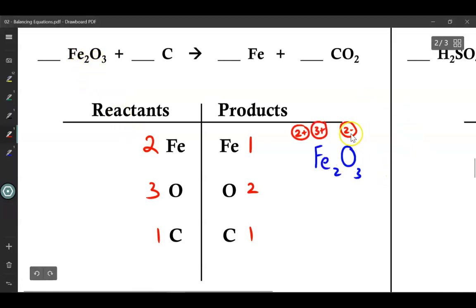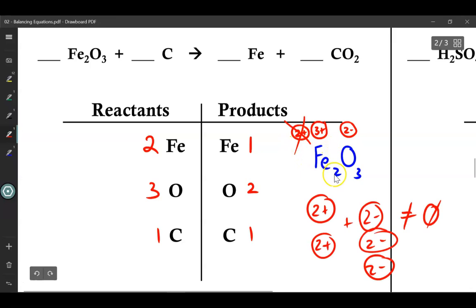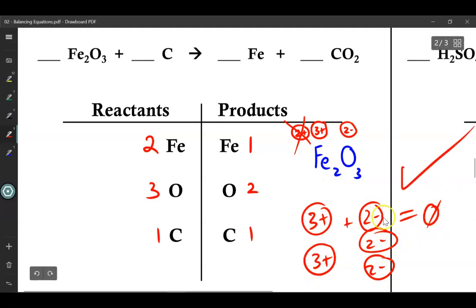So oxygen has a valence charge of 2-, while iron has 2 options, 2+ or 3+. In order for this compound to exist, in order for the valence charges to zero sum, it cannot be iron 2+, because 2 of the 2 pluses added to 3 of these 2 minuses does not add up to 0. We're missing electrons. But if iron was a 3+, and we have 2 of them, now 6 positive, 6 negative does add up to 0.